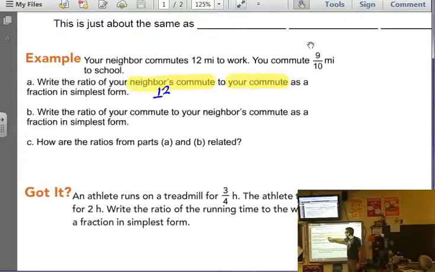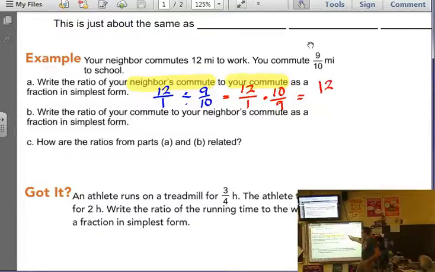So set up your neighbor's. Always make it into a fraction if it's not yet. Then to your commute, that tells me the order of the ratio or the order of my division. We can then keep, change, flip. 12 over 1 times 10 over 9. Make sure we're writing this down. I see some hands that aren't doing anything. It becomes 120 over 9.